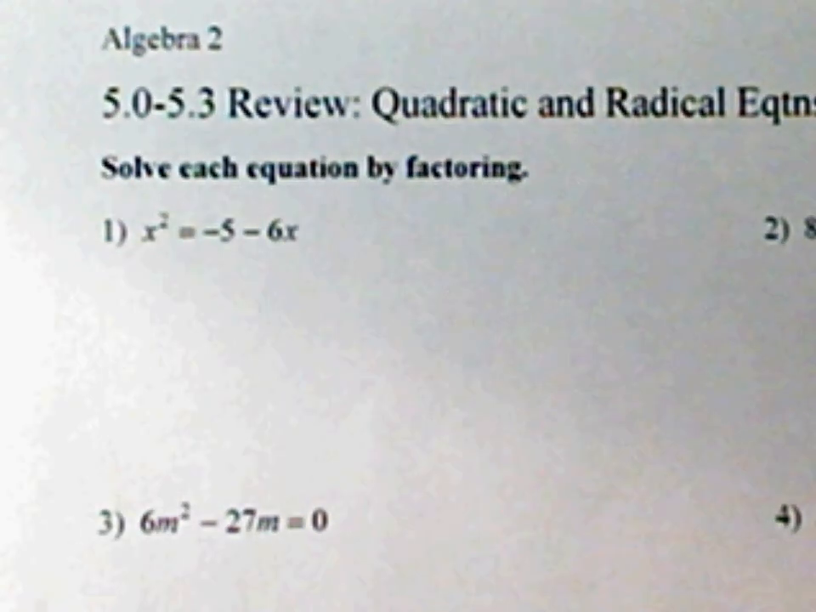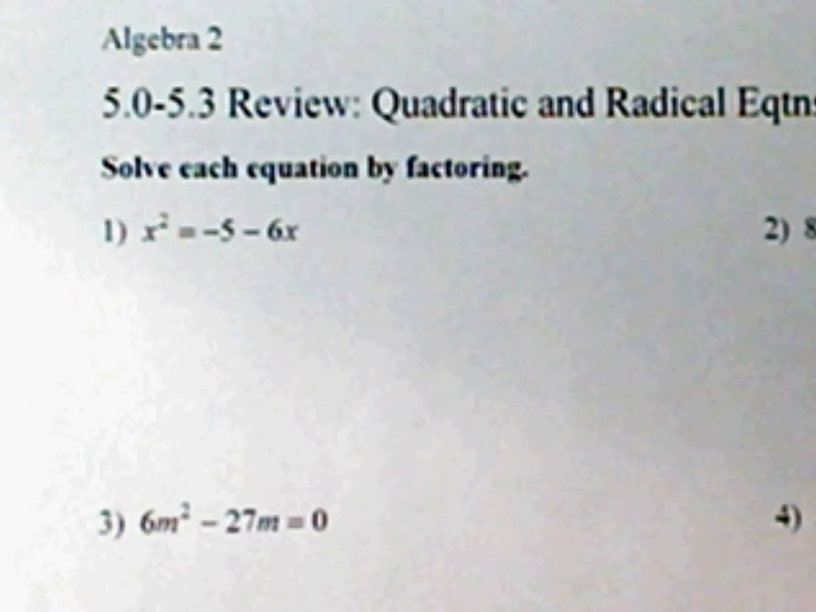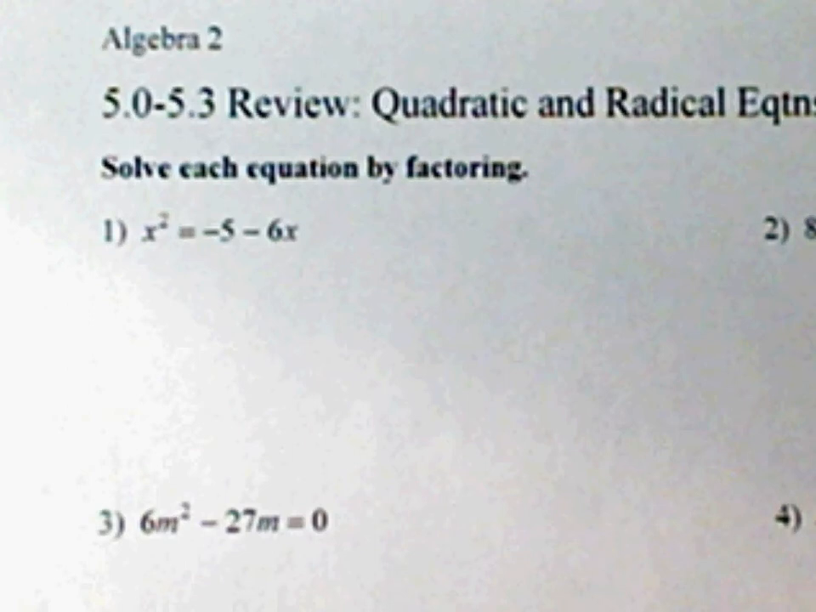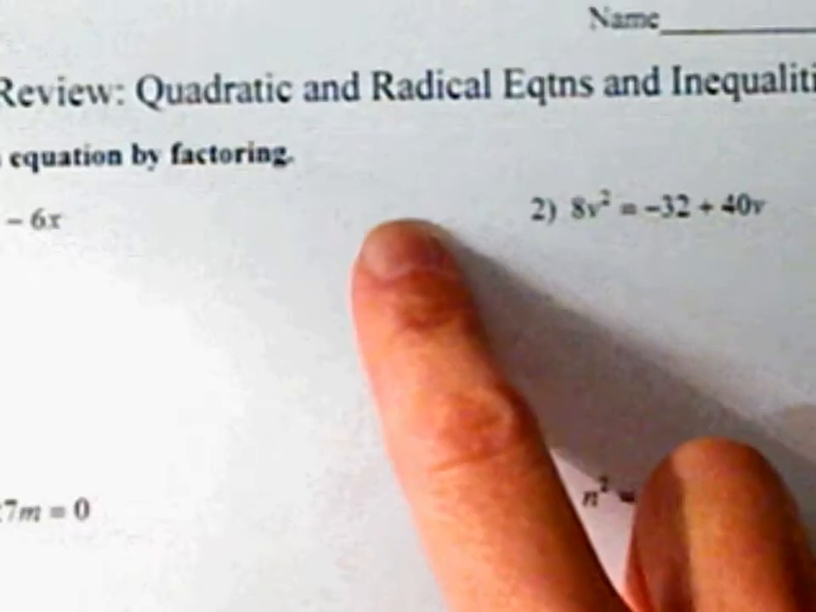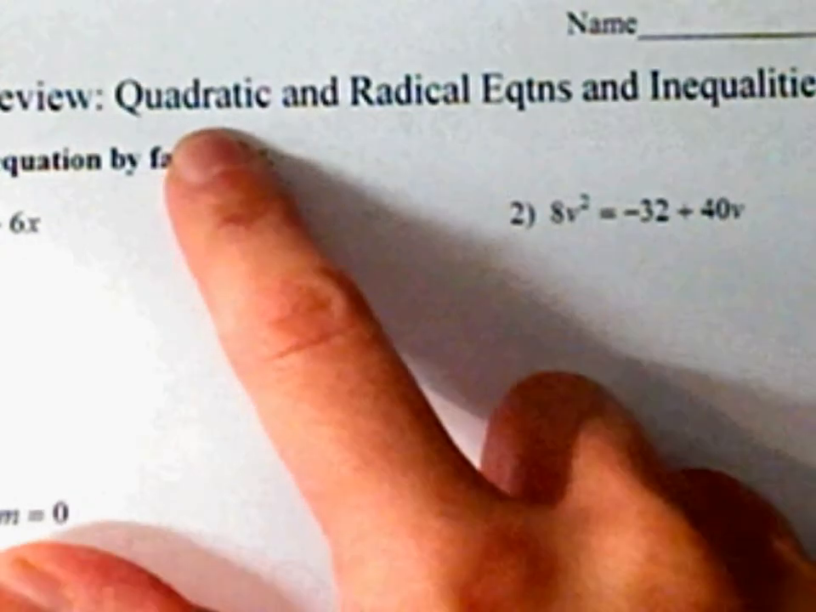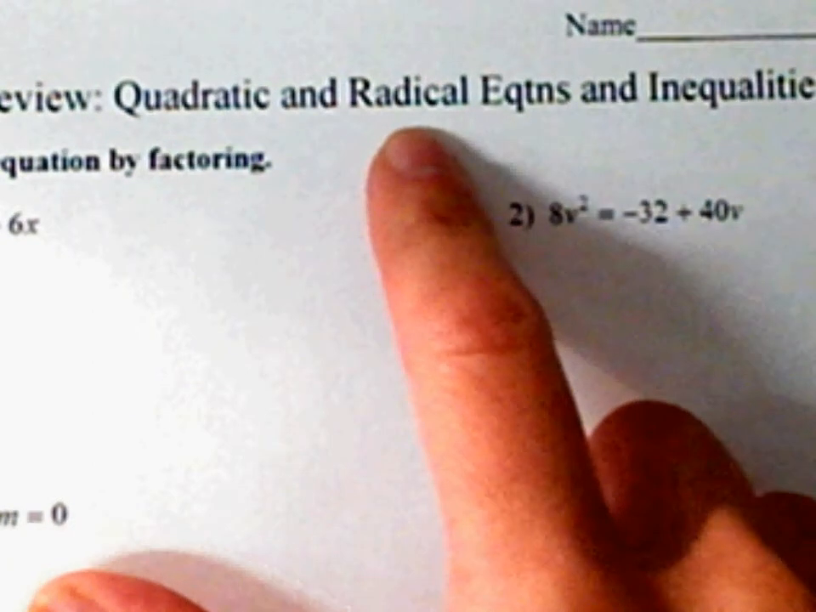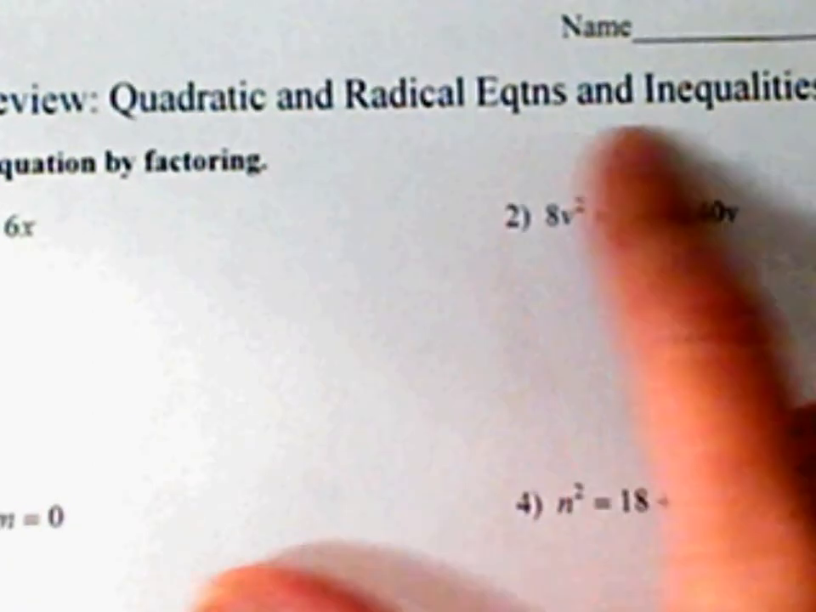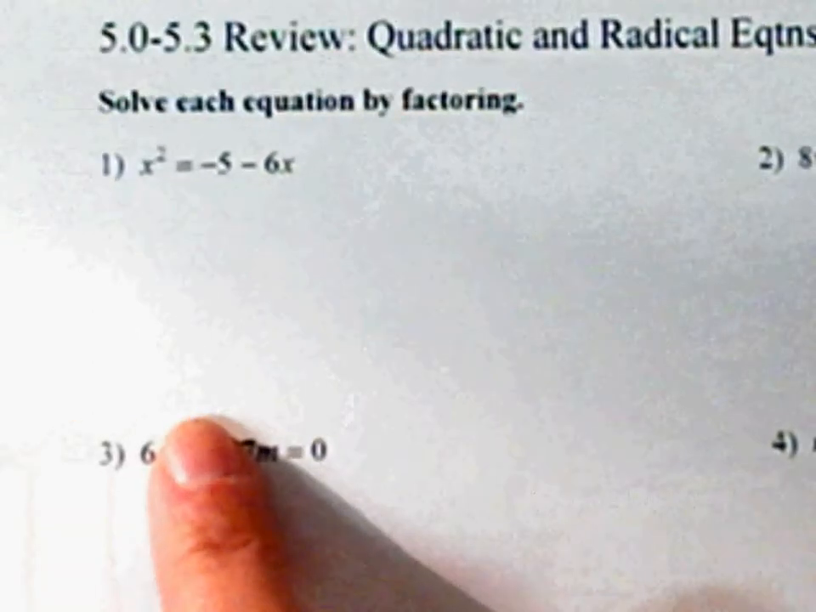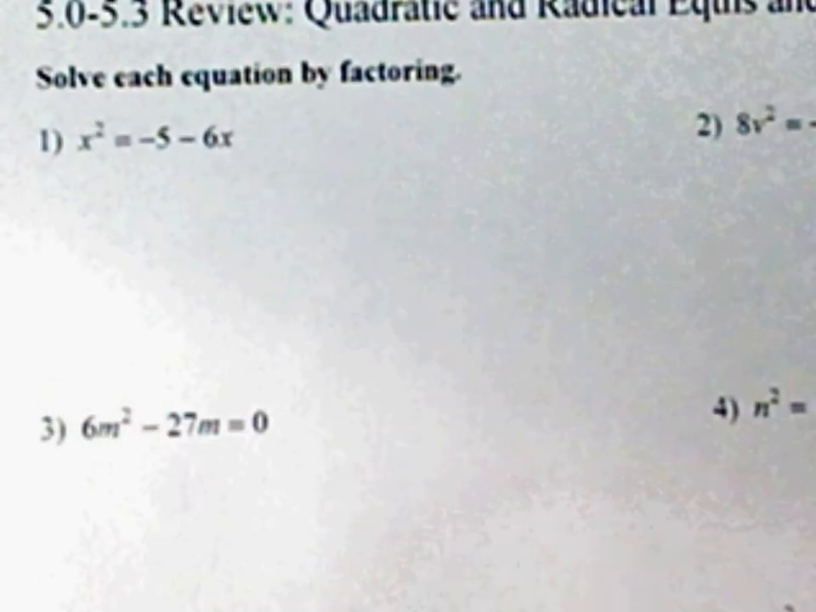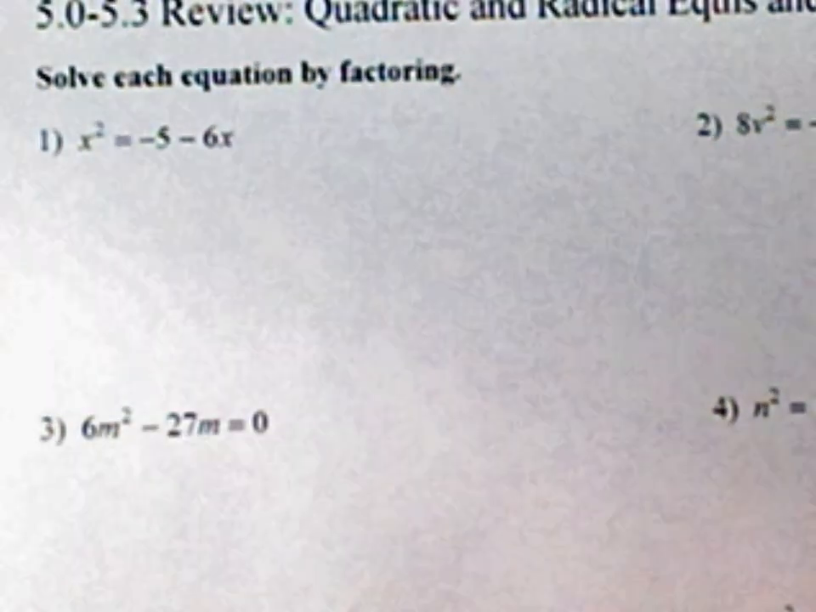Welcome to your Algebra 2 5.0 to 5.3 test review involving quadratic and radical equations and inequalities. We are going to cover quadratic, which is an x squared, and radical, which is the inverse, equations and inequalities. This video will cover the first page of your test review.